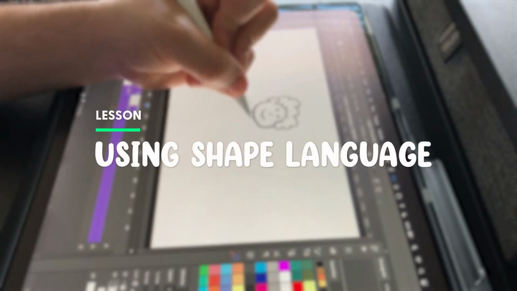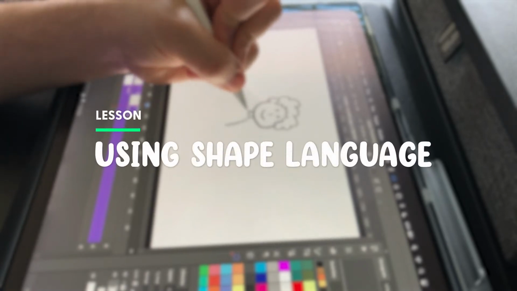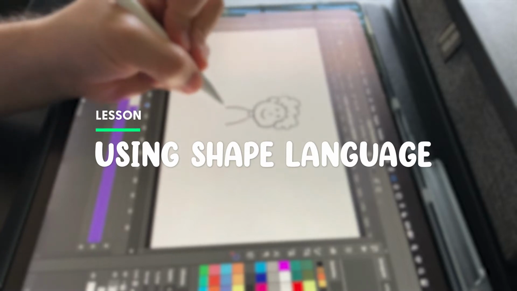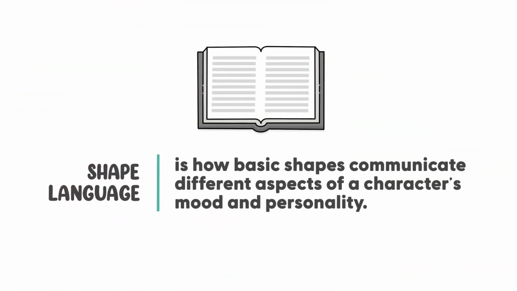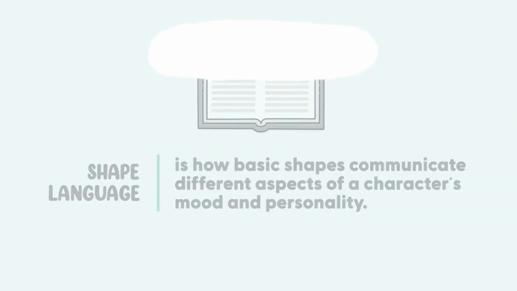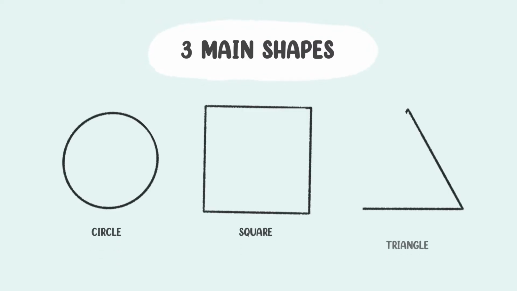In this lesson, I will walk you through shape language and how you can use it to design your character. Shape language is how basic shapes communicate different aspects of a character's mood and personality. Properly using shape language will help lay the foundation for your character and elevate your final design with depth and meaning. There are three main shapes that make up shape language, which are the circle, the square, and the triangle.